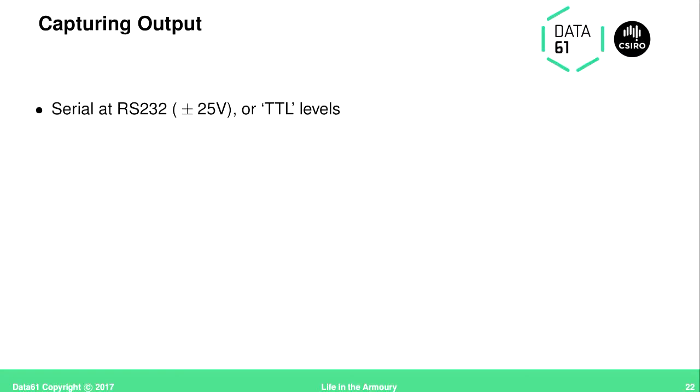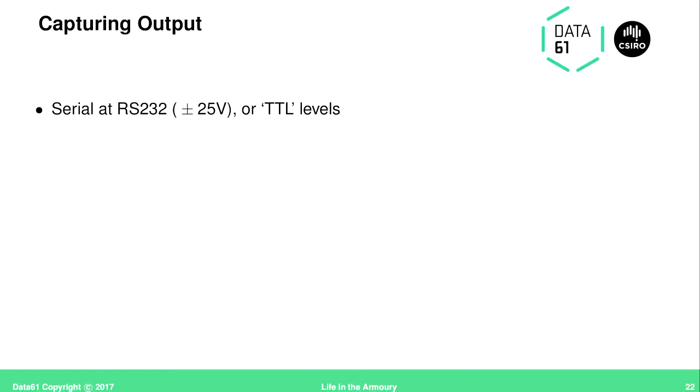Now, the serial port on your computer runs RS-232. RS-232 voltages are up to 25 volts differential, plus 25 volts to minus 25 volts. You generally generate plus or minus 12, but you have to be able to receive up to plus or minus 25 because of ringing on the lines.